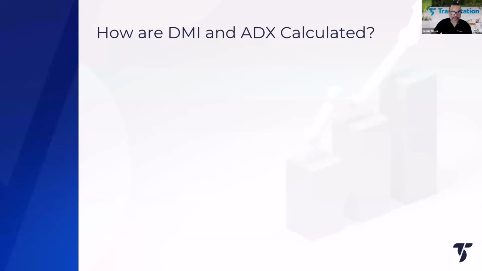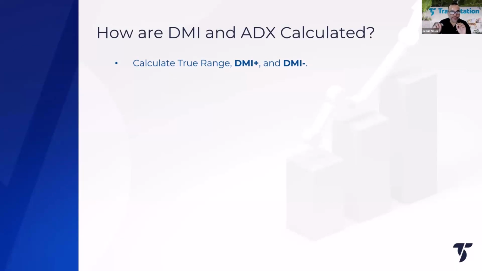Calculation-wise, as I said at the beginning, the intention here is not to make you mathematicians, but I like to look at the math of indicators. It just gives me an additional understanding, an additional insight into the indicator and what's being measured. But in order for you to calculate the DMI, you need to calculate three things.